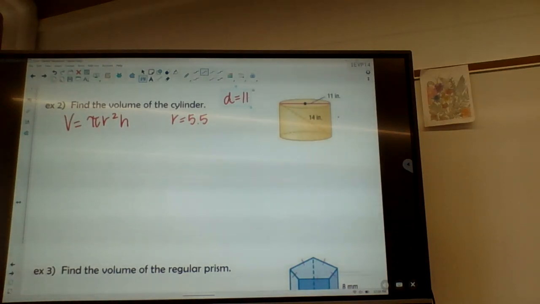Now the height is over here, and I'm going to define that, but they give me the diagonal across the center of the cylinder there. Now careful, that's a right angle, so the 14 is my C.